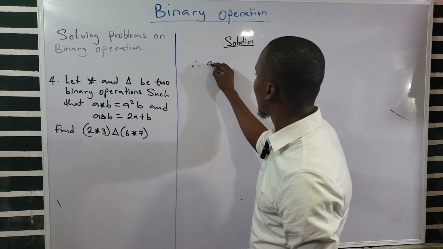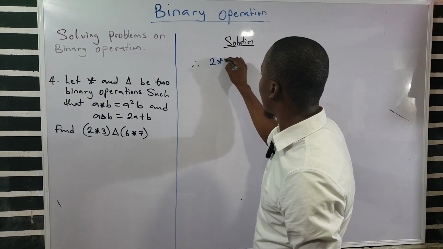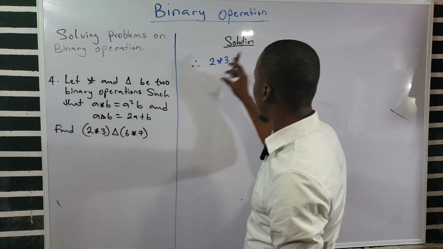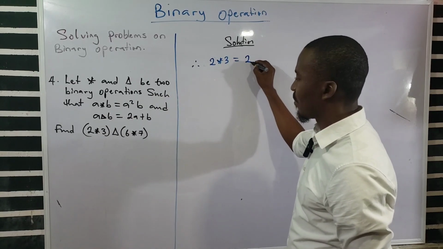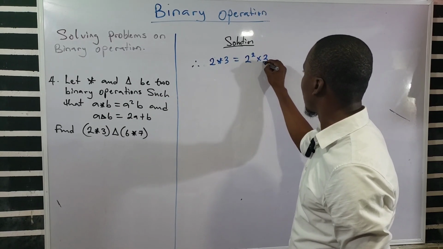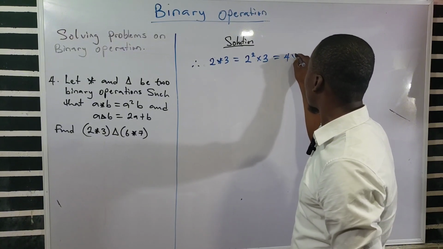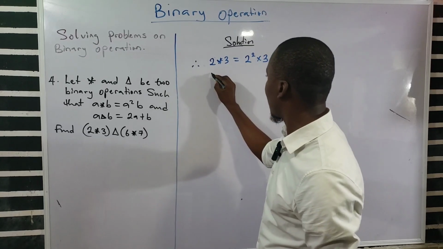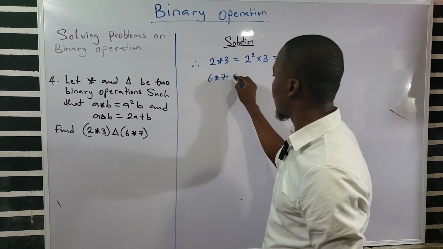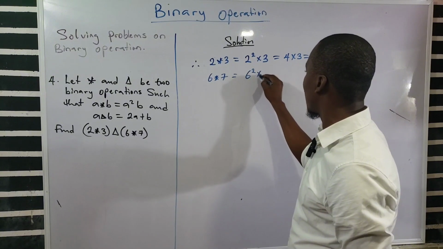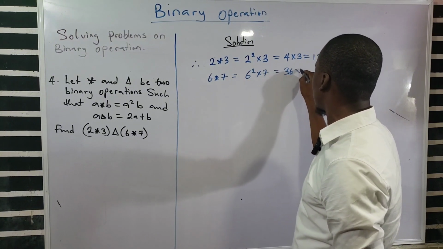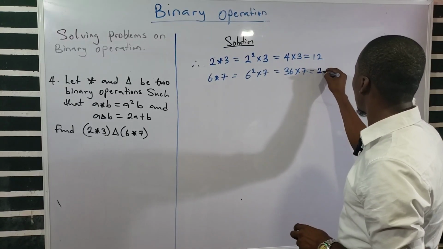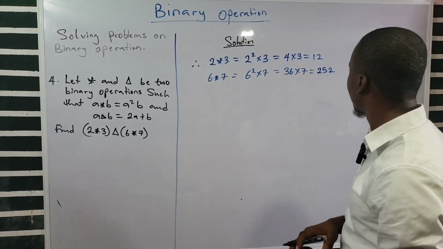So therefore, 2 * 3 will give us, we are obeying this rule of combination of asterisks. So that will give us the first term squared times the second term. So that will give us 4 times 3, which is equal to 12. Then we also have the same thing here. So 6 * 7 will give us 6 squared times 7, which is 36 times 7. So that will give us 252. Okay.